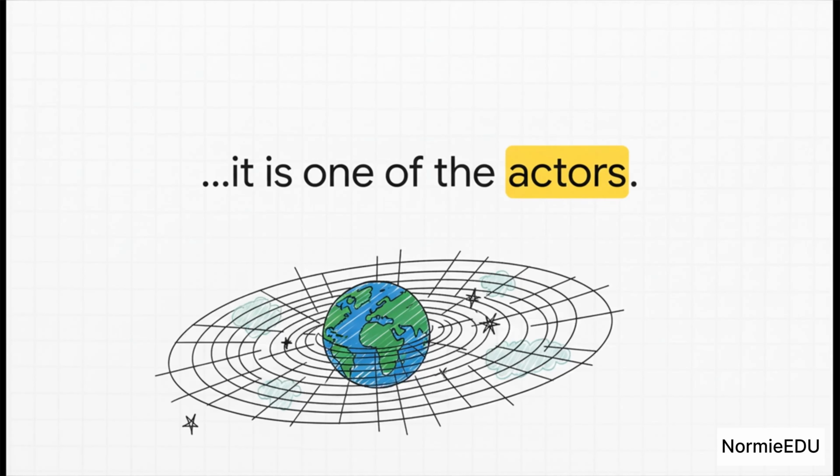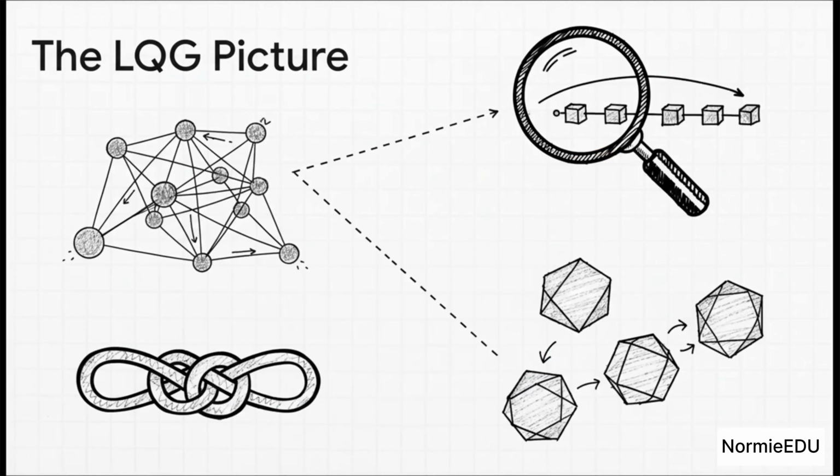It's a dynamic physical thing that bends, stretches, and evolves right along with everything else. It's an actor in the play, not the stage. This idea leads to a truly wild picture of the universe.